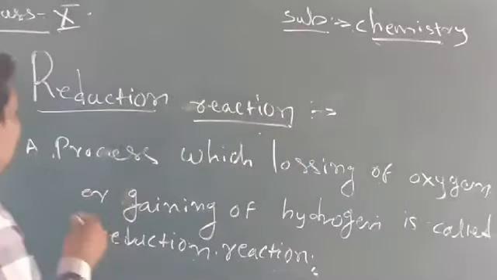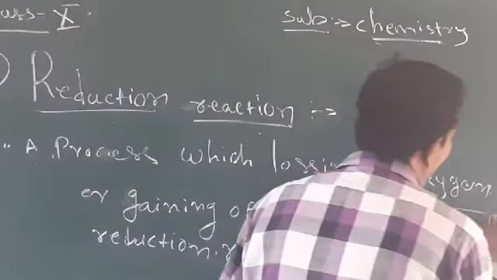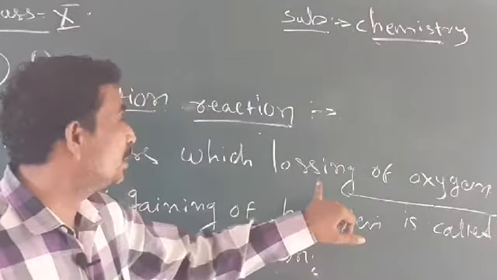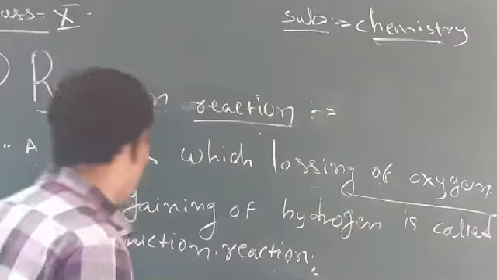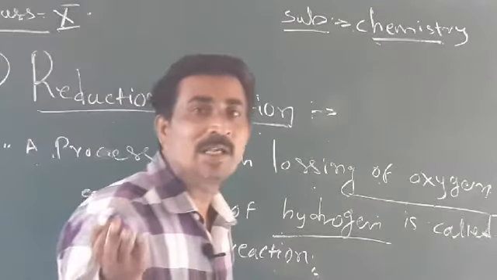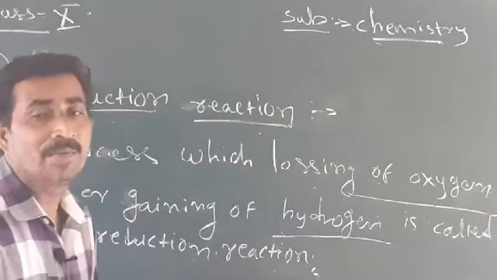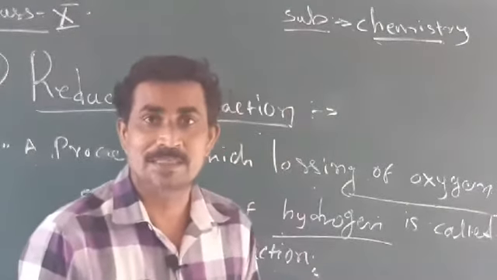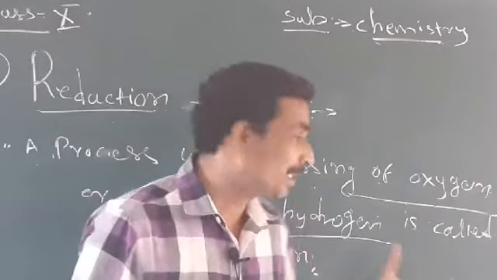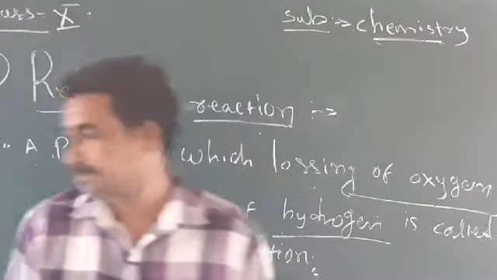For the definition, see this: a process which involves losing of oxygen and gaining, or adding, of hydrogen. In the reduction reaction we lose oxygen and we add hydrogen. Such types of chemical reactions we call reduction chemical reactions. Okay, with this, the 7 types of chemical reactions are completed. Now we will learn the chemical equation of reduction.